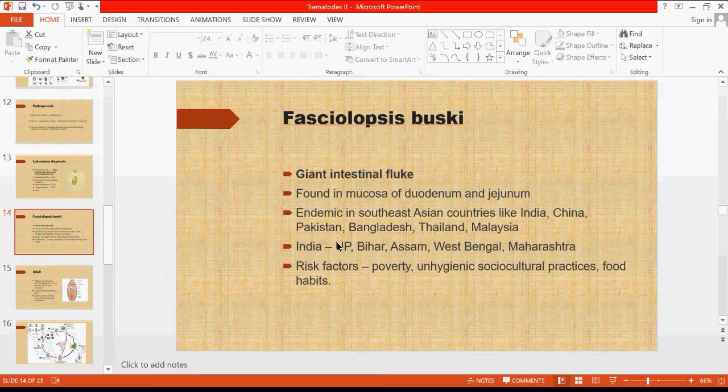In India, prominently Uttar Pradesh, Bihar, Assam, West Bengal, and even Maharashtra has reported some cases. But mostly Uttar Pradesh, Bihar, Assam, West Bengal, the majority of cases are reported from this area. The risk factors are poverty, unhygienic socio-cultural practices, and food habits, which all lead to this intestinal Fasciolopsis buski infection.